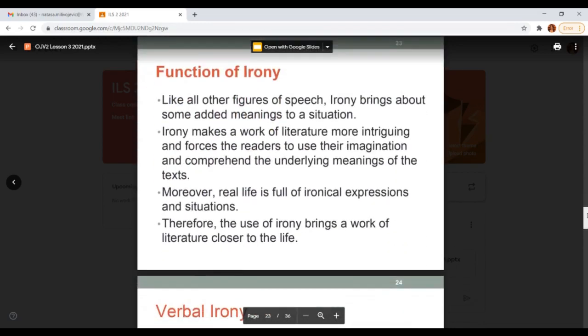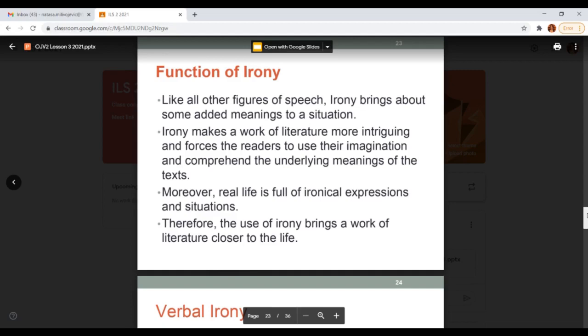Also, when it comes to the functions of irony, like all other figures of speech, it brings about some added meaning to a situation, which can also just like with allegories be symbolic. You can have framing ironies also, and so it can have multiple functions. Irony always makes a work of literature more intriguing, and it also forces the readers to use their imagination to comprehend the underlying meanings of the text.